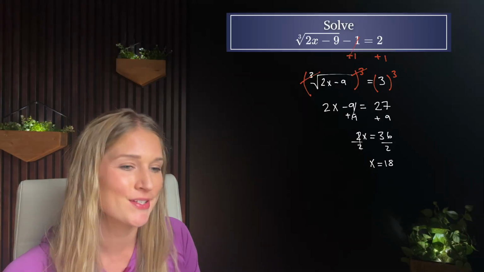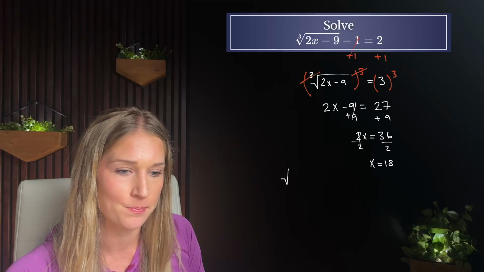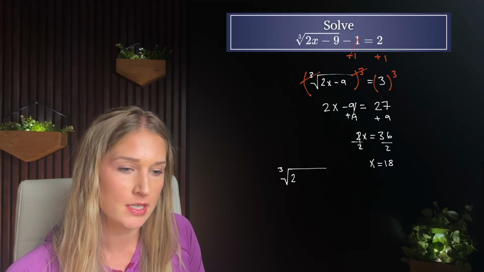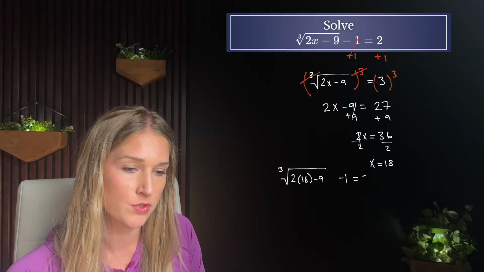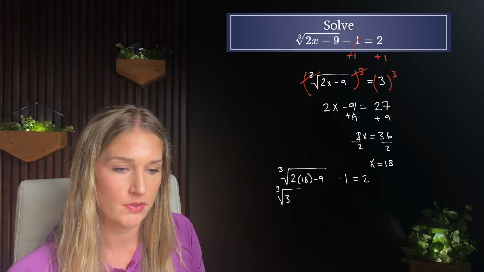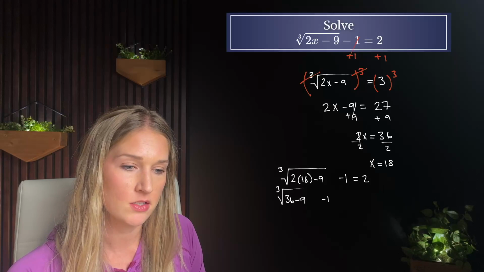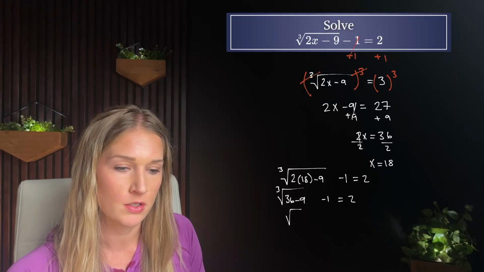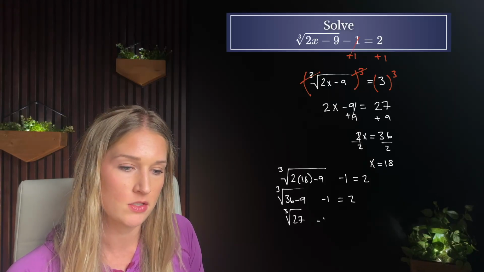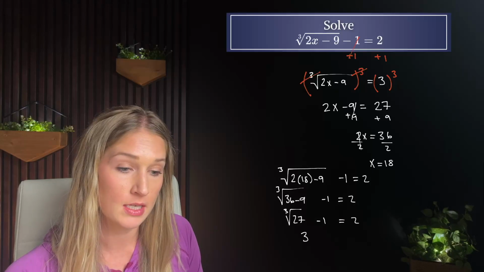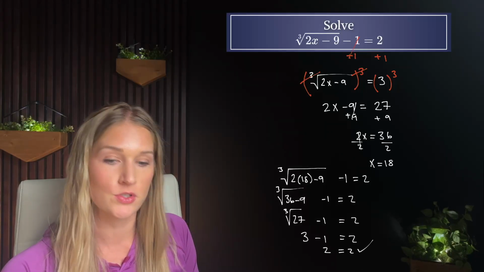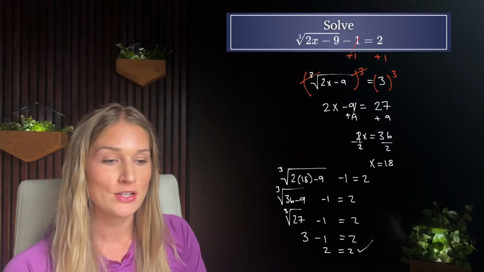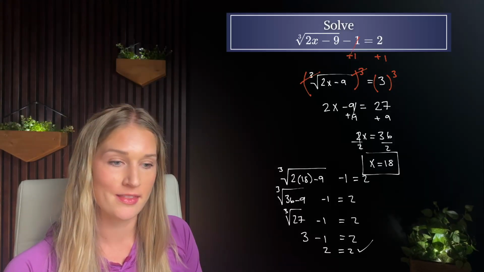But it is always good to still just check your answer, so I'll go ahead and do that. Cube root of 2 times x minus 9, and then we'll subtract 1 equals 2. Cube root of 36 minus 9 minus 1 should equal 2. Cube root of 27 minus 1, that's 3 minus 1 equals 2, and yep, 2 does equal 2. That is a true statement. So I'll go ahead and box my solution, that x is 18.